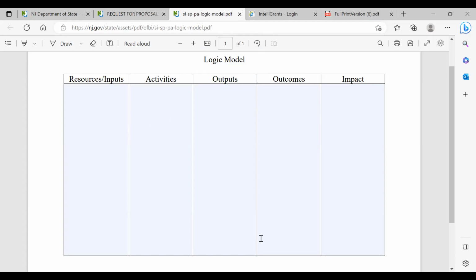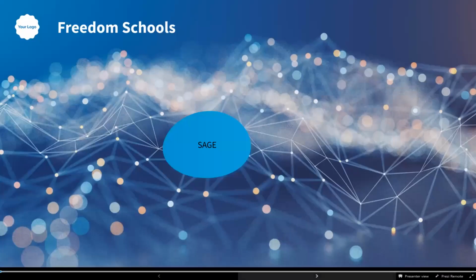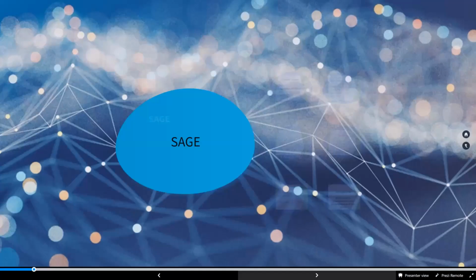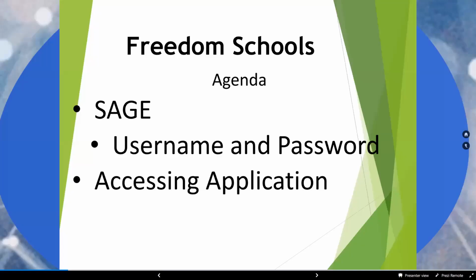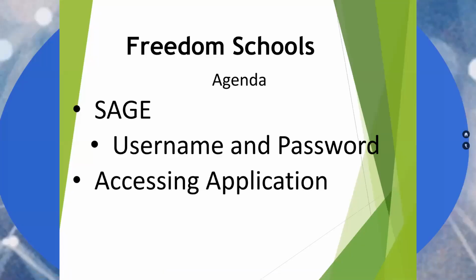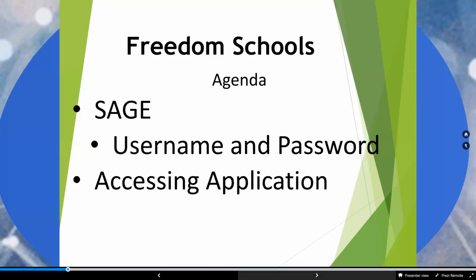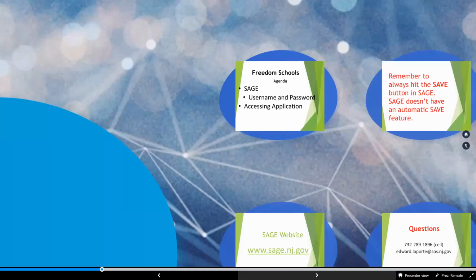And so that's that. Now what I want to do is share with you a quick presentation before we go into SAGE. SAGE stands for Systems for Administering Grants Electronically. Everybody received their username and password, and we're going to access the application. If you're having issues with your username and password, please call me or text me or email me. You have my contact information.